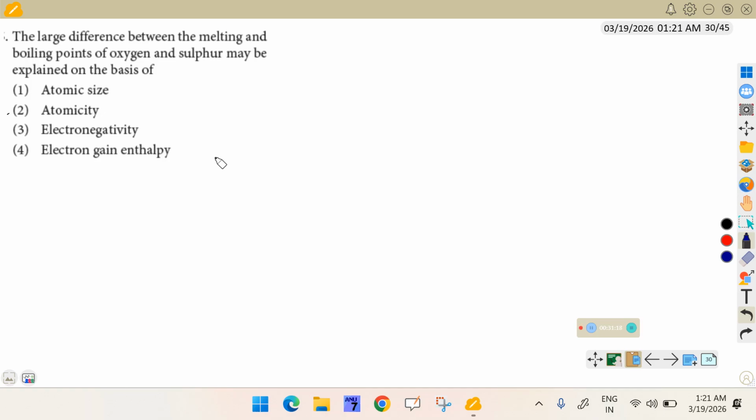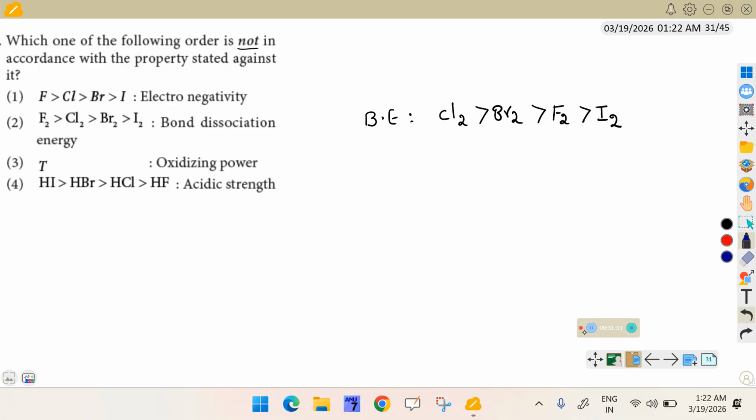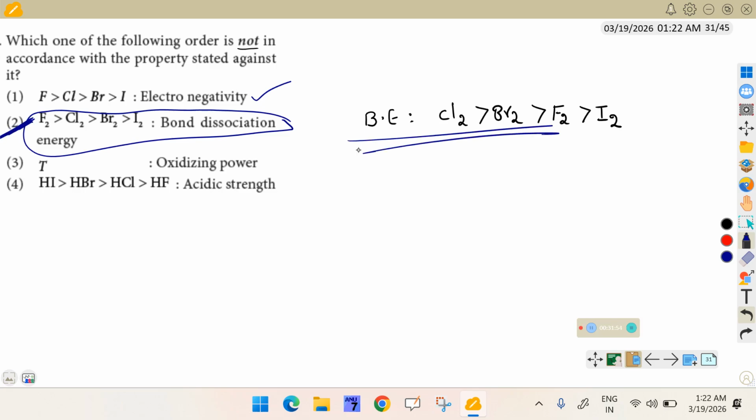The large difference between the melting and boiling point: oxygen is available in the form of O2, sulfur is available in the form of S8, may be explained on the basis of atomicity. Second option. Which one of the following orders is not in accordance with the property stated against it? Electronegativity order is correct. Bond dissociation energy order is wrong. Not correct. This is the correct order.